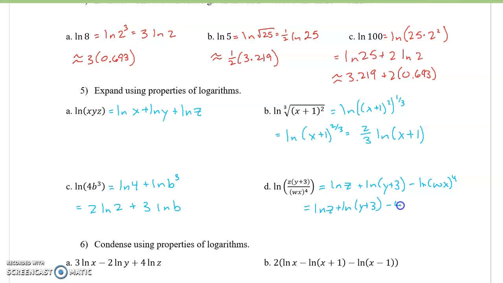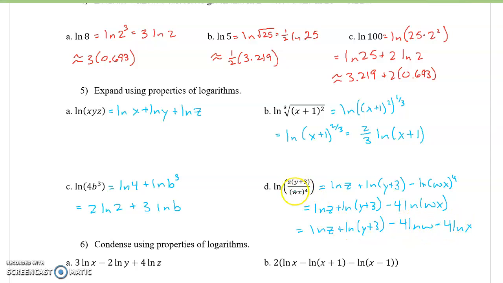Bring that 4 out. And we've got natural log of x, w x, but of course we can expand that a bit more. Again, don't try to expand this y plus 3. That's not going to help. But negative 4 natural log of w. And this is plus here, but we're also multiplying it by a negative 4, so I'm going to go ahead and say minus natural log of x. Minus 4 natural log of x.